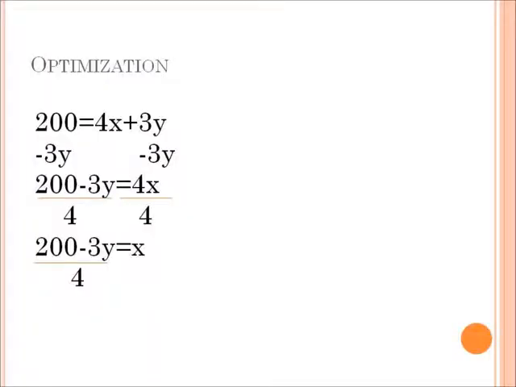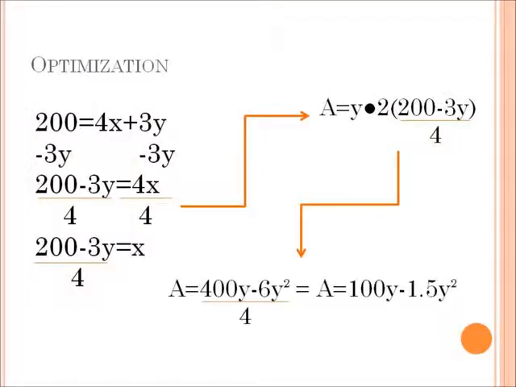Let's take our perimeter equation and solve for x. First, subtract 3y, and then divide by 4. Then plug in your new x value into the area equation. Distribute the 2 and then multiply by y. And then you can simplify it even further like this. Then what you need to do is take the derivative and solve for y. It should look something like this.